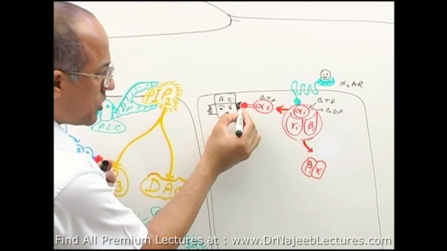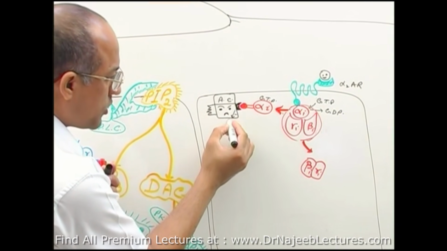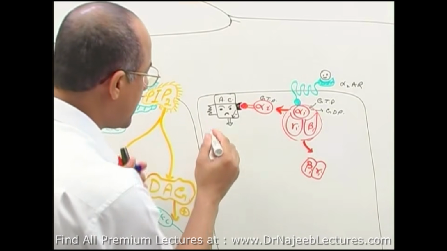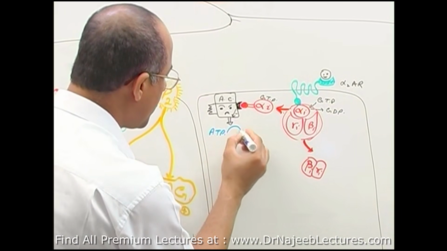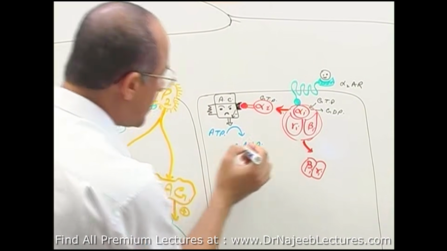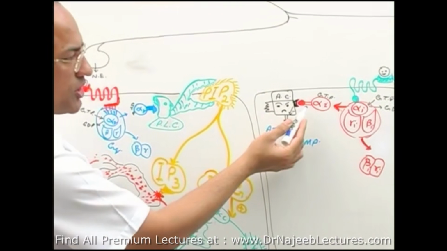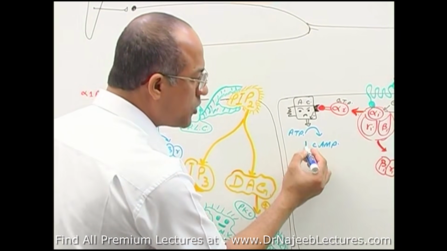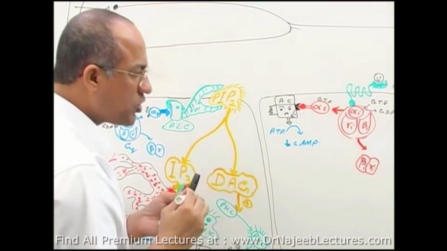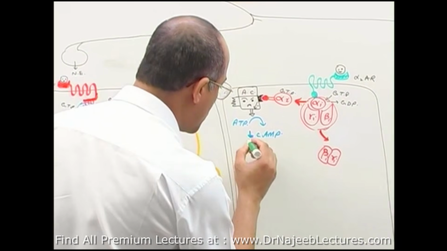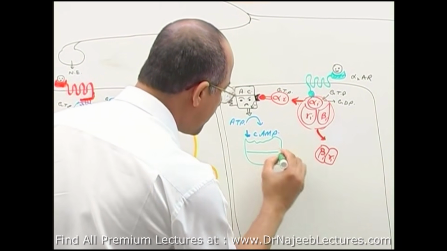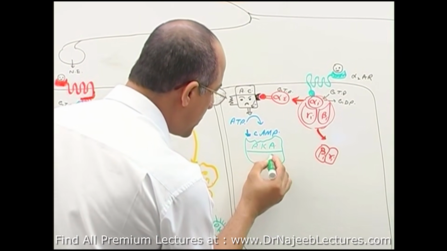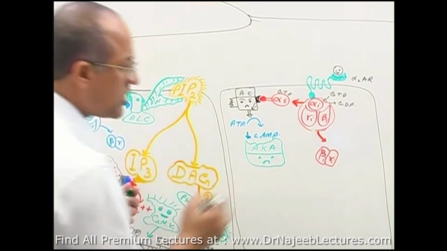So alpha inhibitory binds to this domain, and whenever alpha inhibitory binds, it will lead to inhibition of the action of adenylyl cyclase. And when adenylyl cyclase is inhibited, then ATP cannot be converted into cyclic AMP. So the alpha inhibitory component of G inhibitory inhibits adenylyl cyclase. So conversion of ATP into cyclic AMP is reduced. When there is reduced cyclic AMP, of course then there is reduced activation of protein kinase A.